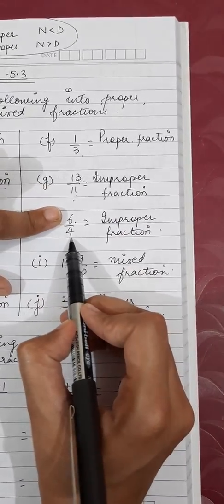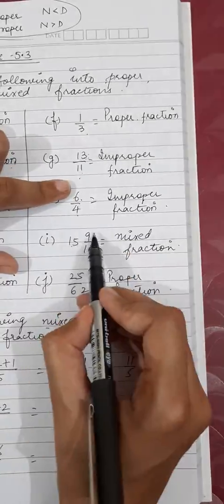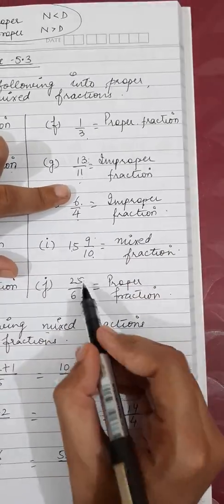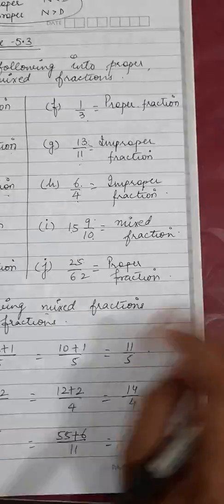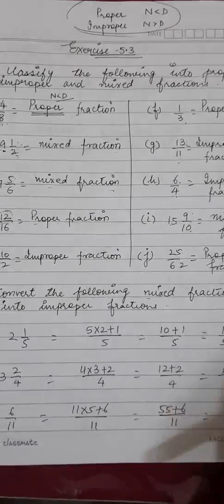Numerator is greater than 4. That means improper. 15 9 upon 10. Mixed fraction. 25 upon 62. 25 is less than 62. That means it is going to be a proper fraction.